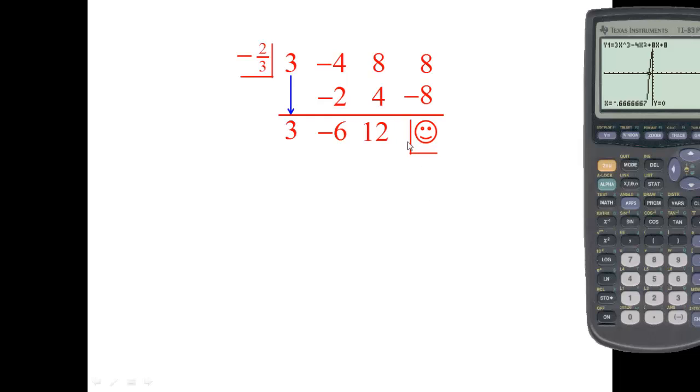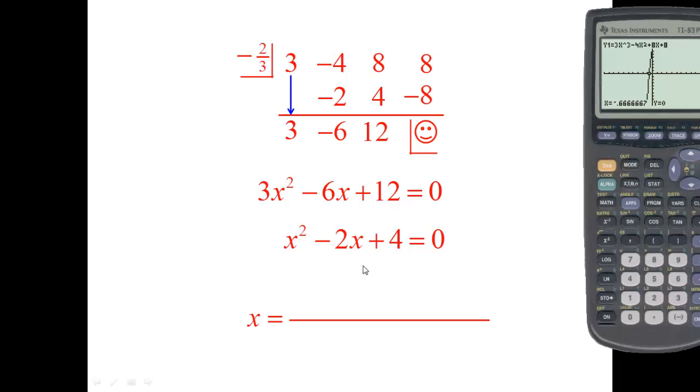If I don't, I know I made a mistake. I have my remaining polynomial, 3x squared minus 6x plus 12. Common factor of 3, let's go ahead and divide it out. And then I'll look for factors of 4 that add to -2. I'll think about it. There are no factors of 4 that add to -2, therefore I must have to use the quadratic formula. Opposite of b, plus or minus the square root of b squared, minus 4ac, all over 2a.